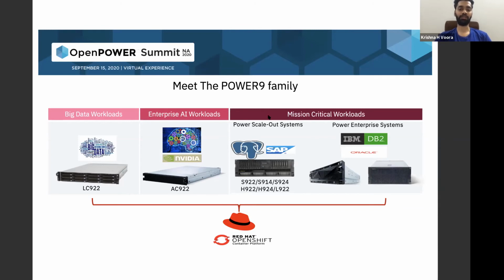Moving on to the midsection of this slide, we have tailor-made servers, particularly for SAP HANA, H922 and H924, because they have a huge memory footprint requirement, and these two server models cater to that need. Similarly, we have S922, S914, and S924, which are scale-out systems with PowerVM as a hypervisor, which primarily addresses open-source database workloads, that is PostgreSQL, MongoDB, and others.